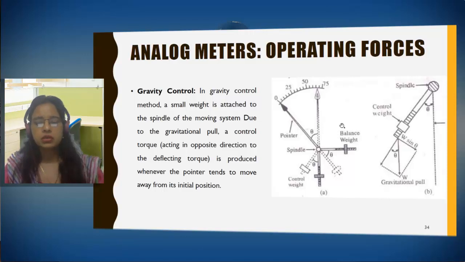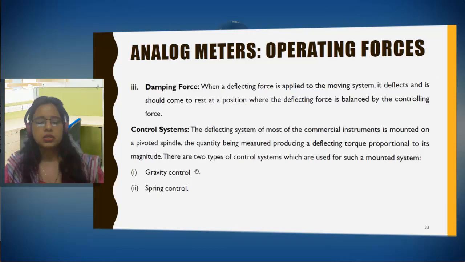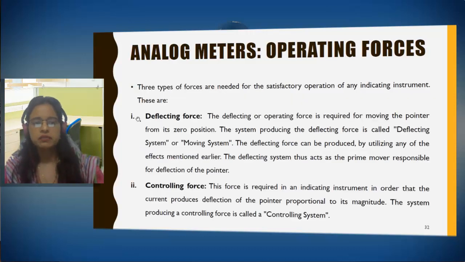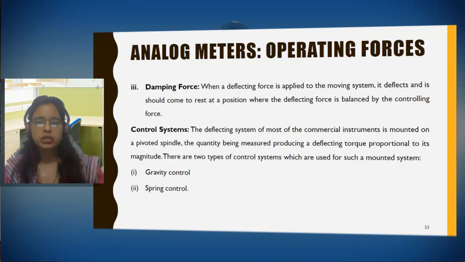Next topic is the control system. Let me explain what the control system is. In analog meters, pointers deflect and we can get the reading. The force known as the deflecting force, as I can show here, provides the initial motion to the pointer. Then to control the deflection of the pointer, another force is required, known as the controlling force. And then to damp the pointer, another force is required, known as the damping force.